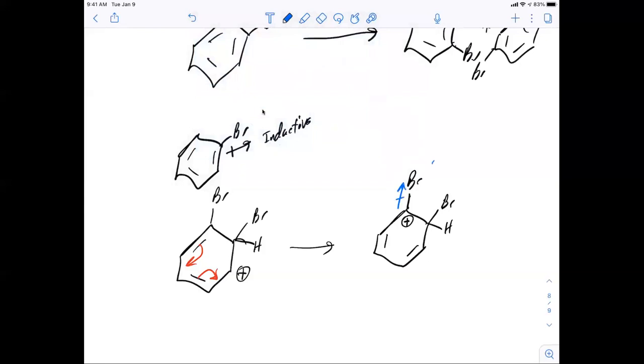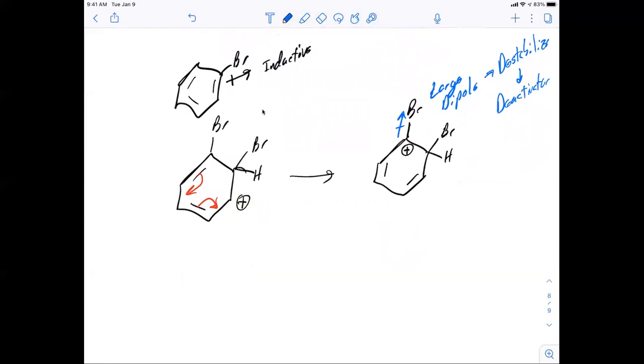So if we look at our dipole, we've got a large dipole there. Is the bromine trying to make that positive charge more positive going to stabilize it? No, that's going to destabilize it. And if it destabilizes, what does that mean? That's a deactivator. So at this point, that is a deactivator. The inductive effect is causing it to be a deactivator. But let's redraw this here. So this is inductive.